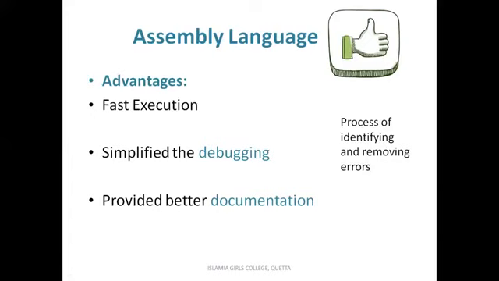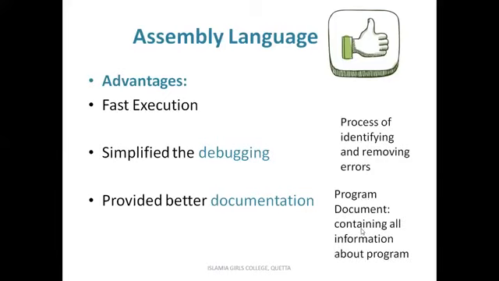Next point is that it provides better documentation. What do we mean by documentation? There's a document which is called a program document. And this program document contains all the information about the program, that why this program is written and how this program works, etc. So when we are writing the code in the assembly language, then it also improves the documentation as compared to when we were writing the code in the machine language.